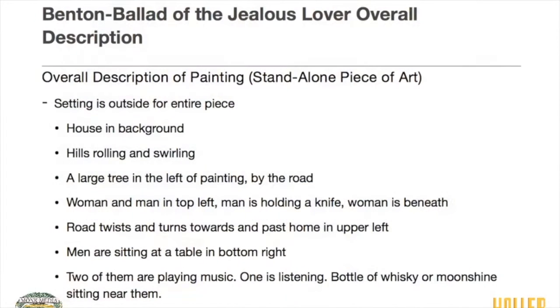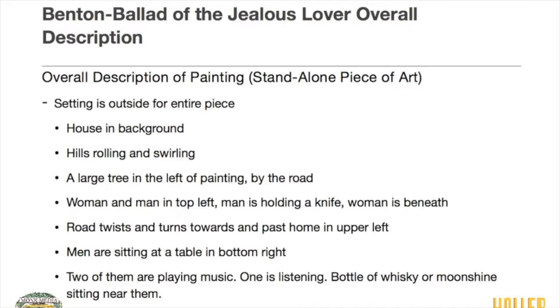All right, so we start out with the setting is outside for the entire piece. There's a house in the background. There's also a cow in the background too. We missed that one, and a haystack. But there are rolling and swirling hills. A large tree in the left of the painting by the road. There's a woman and man in top left. Man is holding a knife, woman is beneath him. The road twists and turns towards and past the home in upper left.